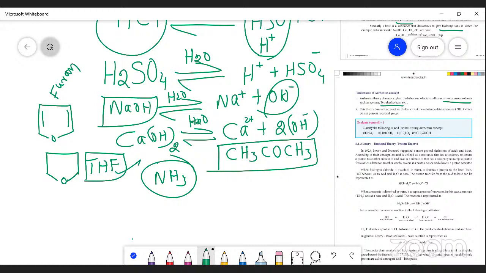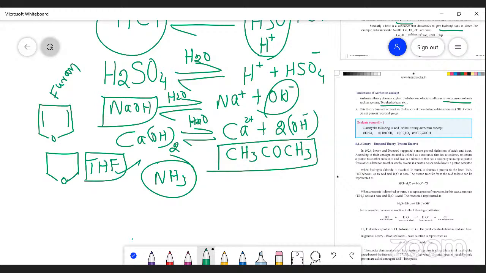It should be used for aqueous solutions only. If you use a non-aqueous solvent, other than water, you cannot determine whether it is an acid or base. In the same way, you cannot explain the basicity of ammonia, because there is no OH group.